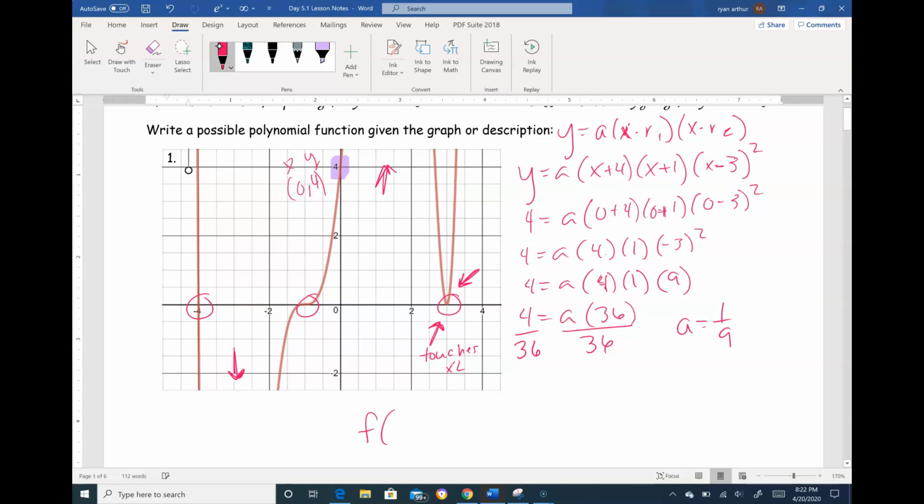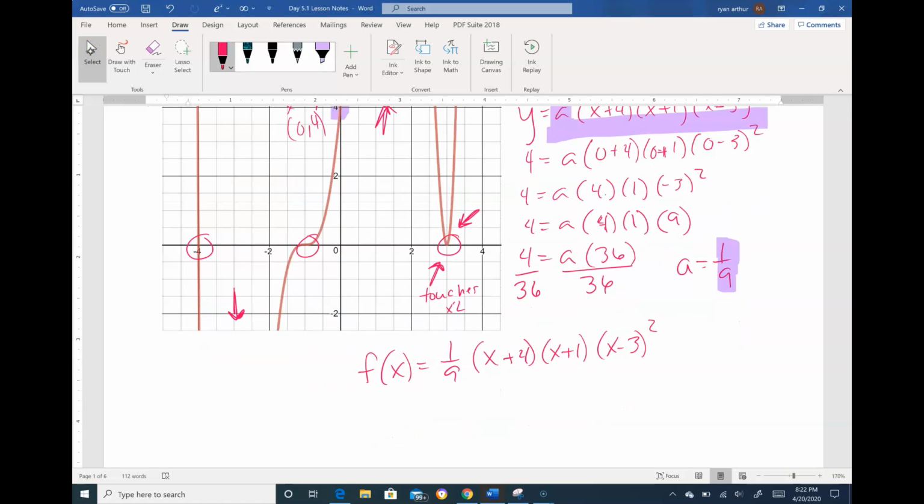F of x equals 1/9 times x plus 4 and x plus 1 and x minus 3 squared. Where did I get that from? I got that from right up here. And all I did was plug my a in, but it's the same equation, okay? All right, number 2.